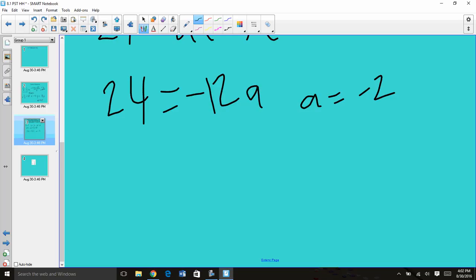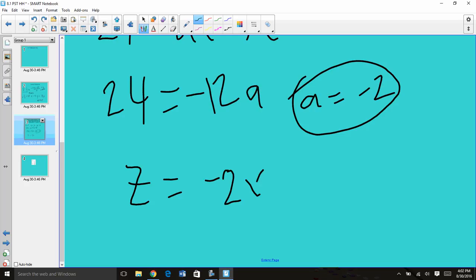So our joint variation would be z equal to -2, because we found out what a was up here, times our xy. So that's that. So that would be our answer.